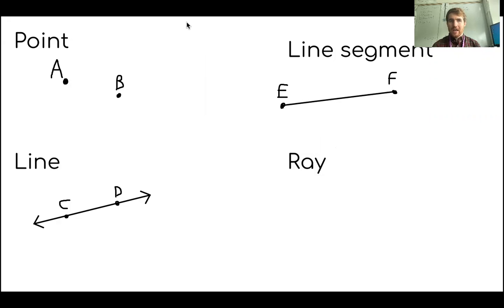And finally, we have a ray. A ray is like halfway between a line segment and a line. It goes on forever in one direction. Think of a ray of sunlight. It starts at the sun at some end point and then goes on forever from that point in one direction. So this could be ray GH. It starts at G, goes past H, and keeps going on forever. We can't draw it going on forever, so we put that little arrow there. Point, line segment, line, and ray. 4 basic objects in geometry.